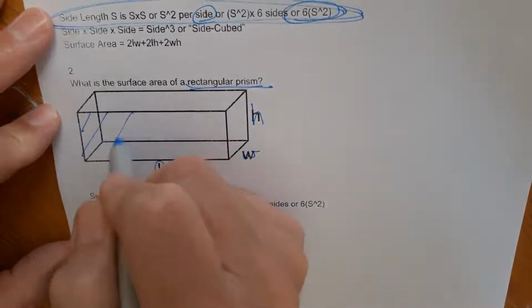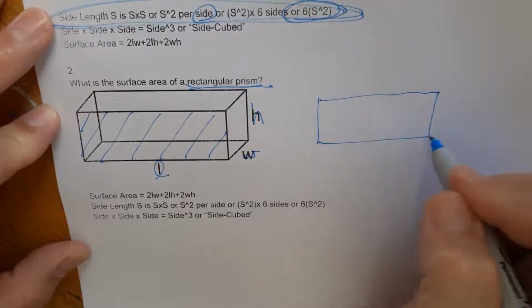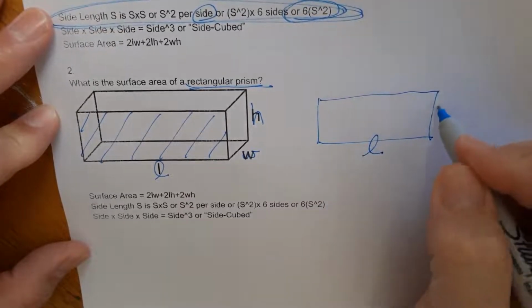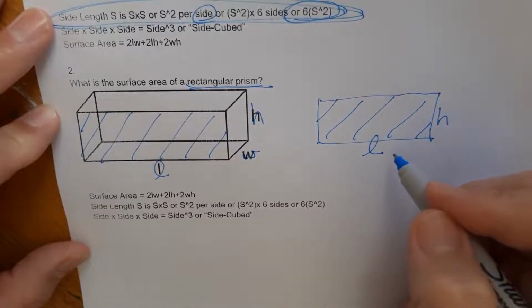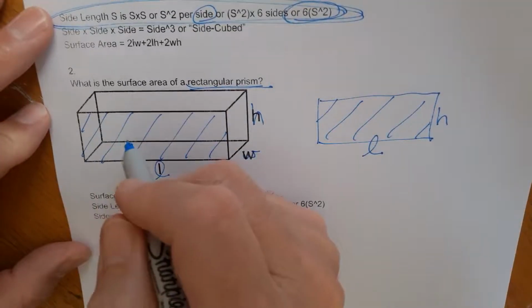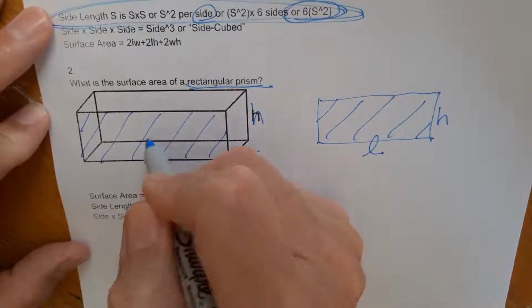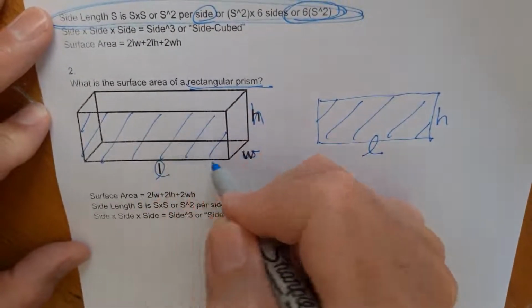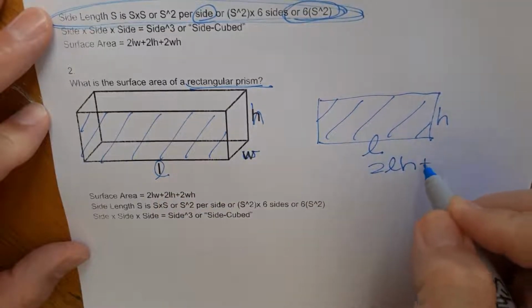So we have a shape here, a rectangle, and the area of that rectangle is length times height, right? So how many of these do we have? We have 1, 2. We have the front and the back. So that would be L, H. We have 2 of those, right? So 2LH. That's part of it.